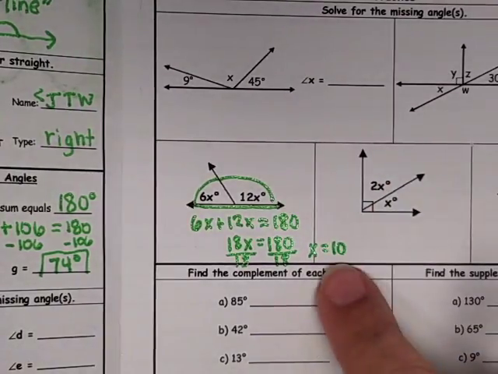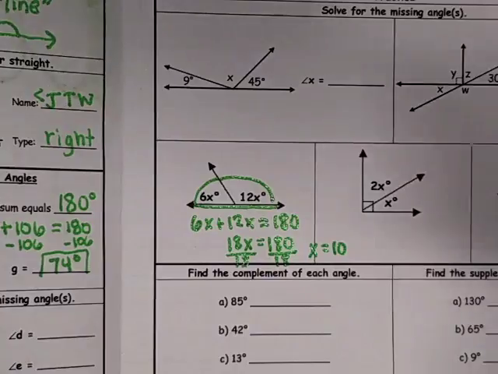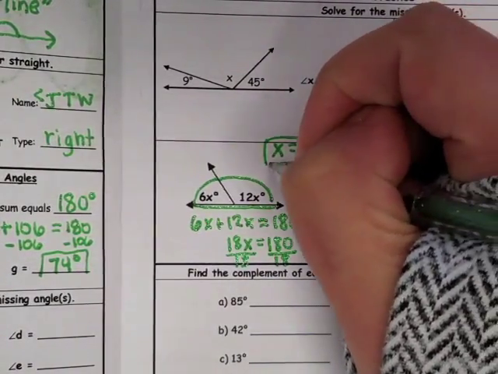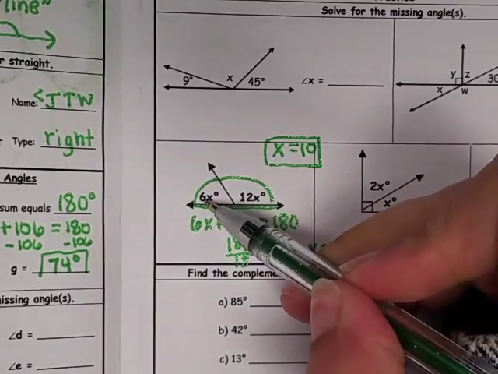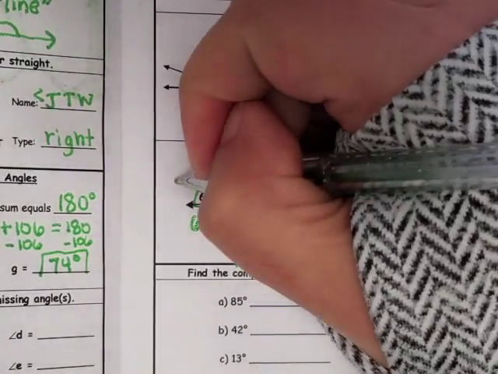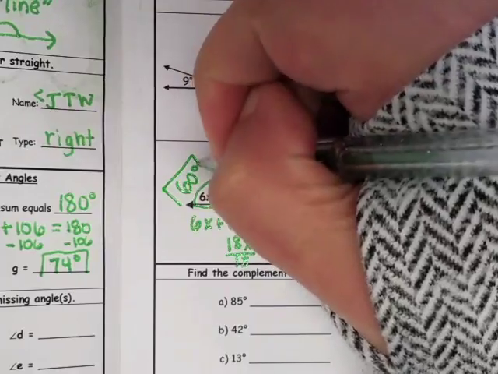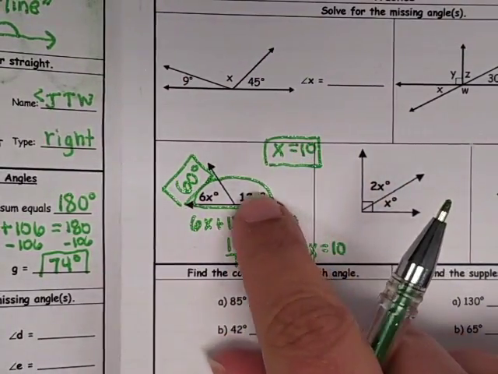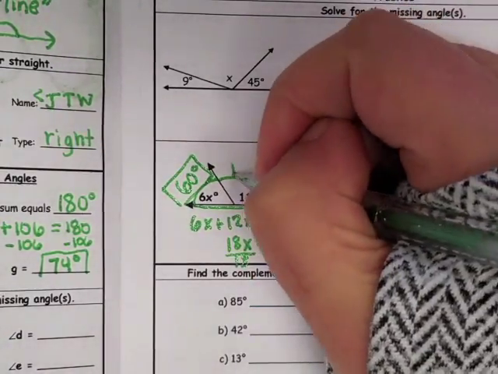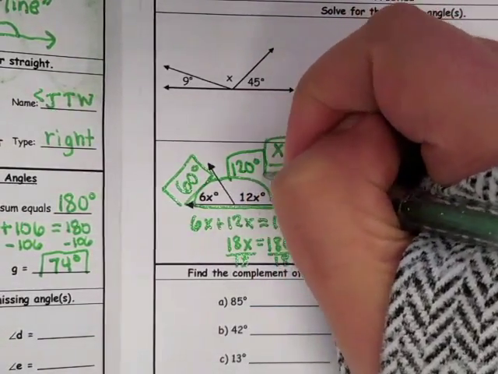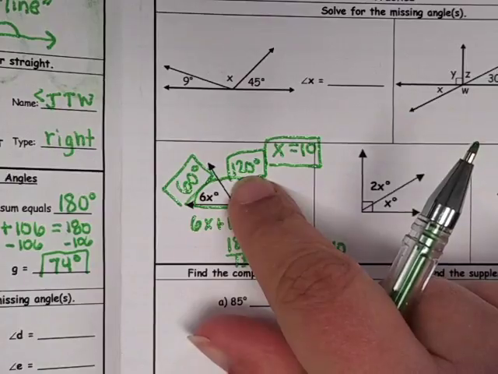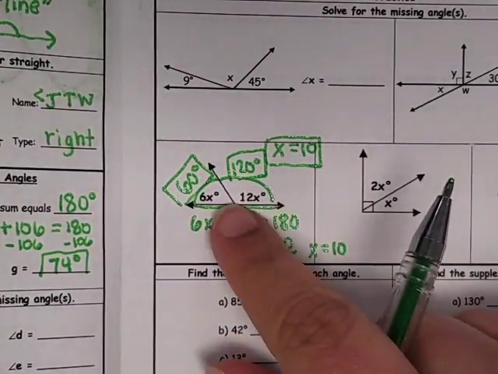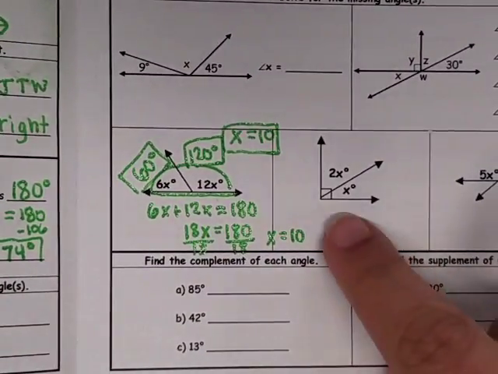So x equals 10. Now if x equals 10, so that's one of our answers, then that means that this has to be 6 times 10, which makes this 60 degrees. And that would be 12 times 10, because you're putting the 10 in for x, and that would be 120 degrees. And then look at that. 60 plus 120 is 180 degrees. And that should work every time. Okay, so that's how you do that kind of problem.